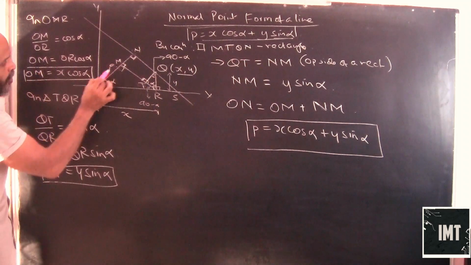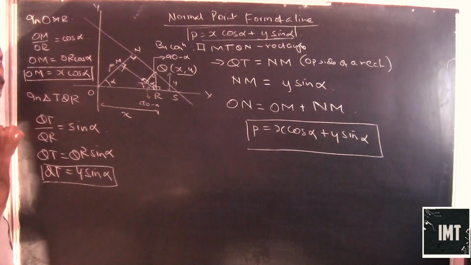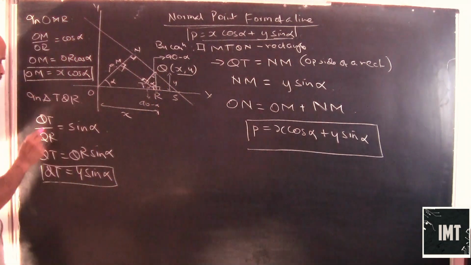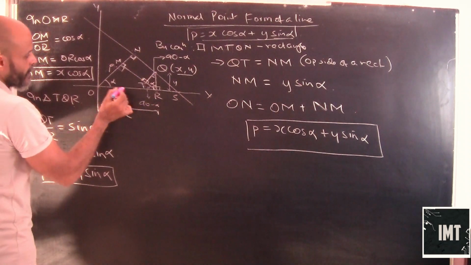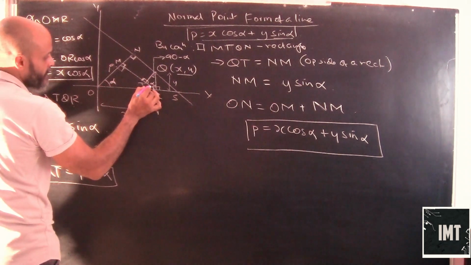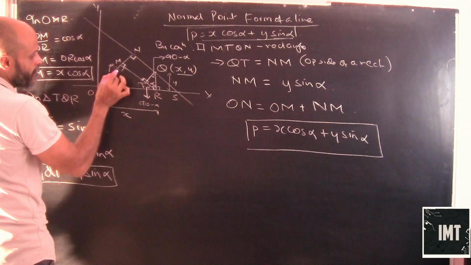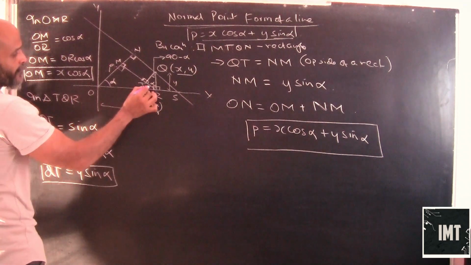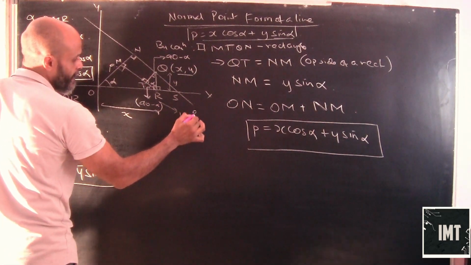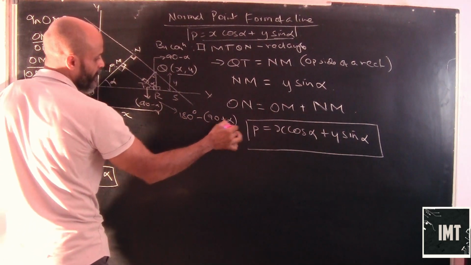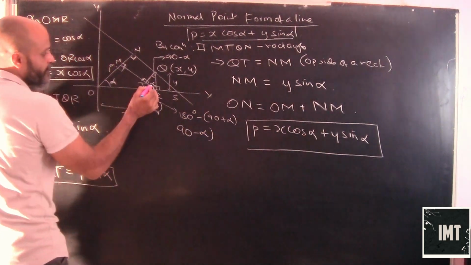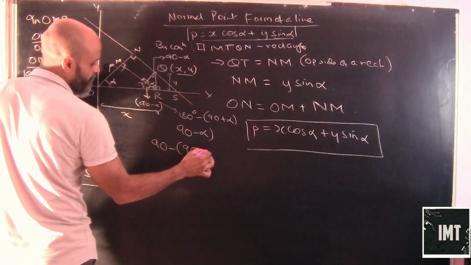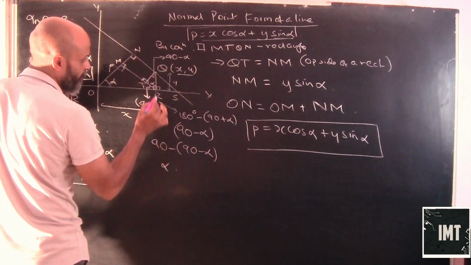So OM will be equal to OR cos alpha, so OM will be equal to X cos alpha. Now in triangle TQR, if we notice very carefully, if this angle is alpha in this triangle, obviously this will be 180 minus 90 plus alpha, so this will be 90 minus alpha. Now if this happens to be 90 minus alpha, and this is 90, then this will be alpha.